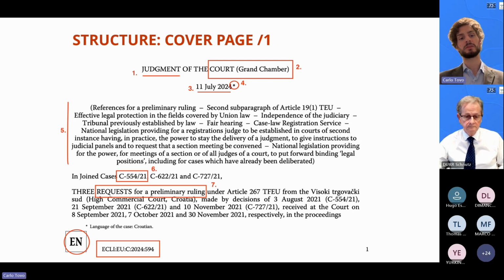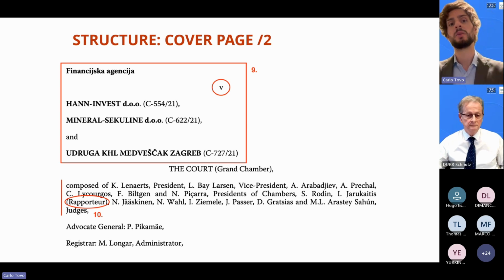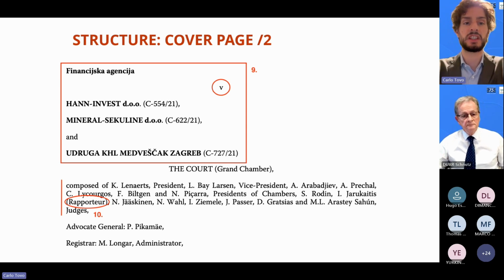And then at the bottom of the first cover page, you have the ECLI, the European Case Law Identifier. In this cover page, there is also the indication of the parties to the case. Number 9, in bold, plus the representatives of these parties when we talk of direct actions and appeals. Here, it is a judgment on a preliminary ruling, so only the parties to the main proceedings are indicated.